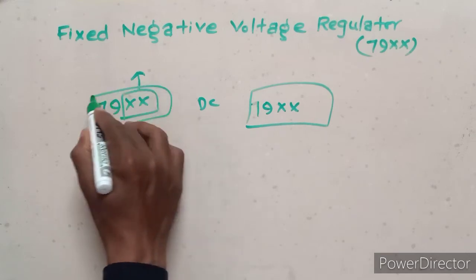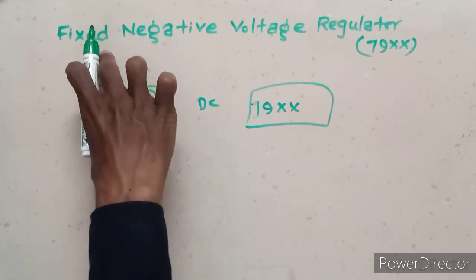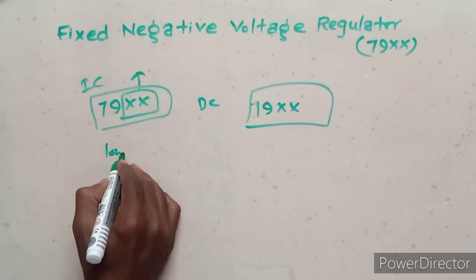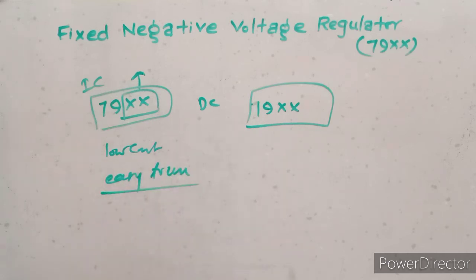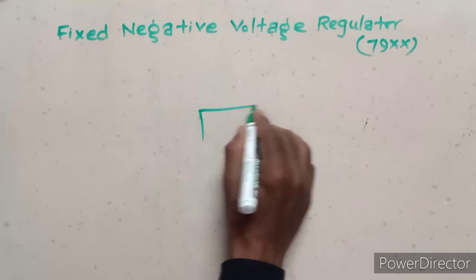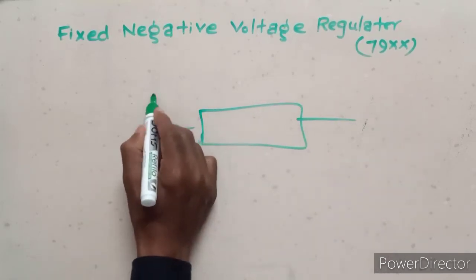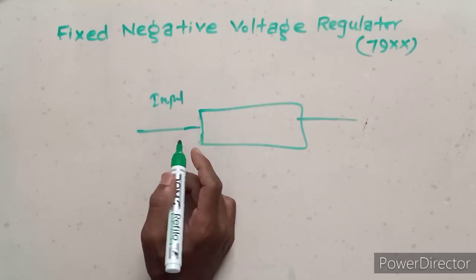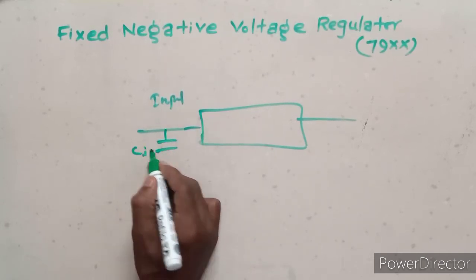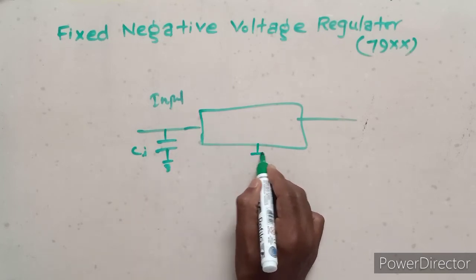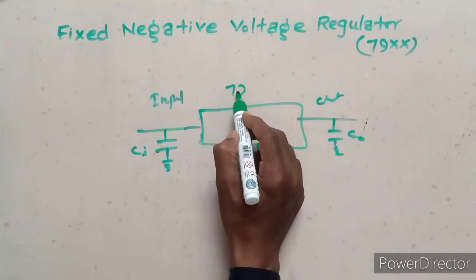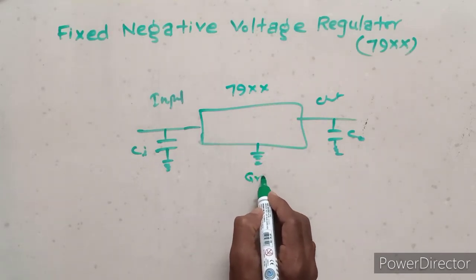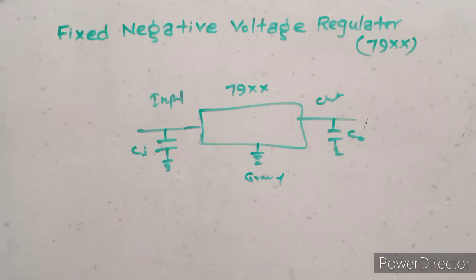But this 79 series IC is low cost and easy to use. Okay, it is the same circuit. This is the negative input, with an input capacitor, grounded. This is the output. This is the 79 series, and this is the ground. So this is the fixed negative voltage regulator.